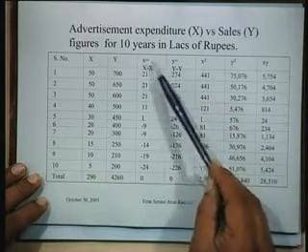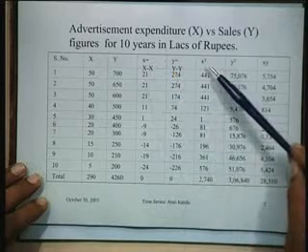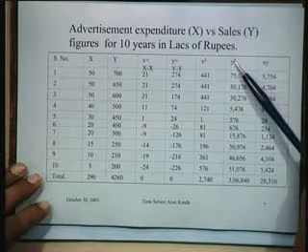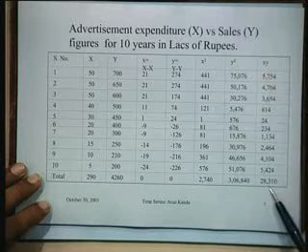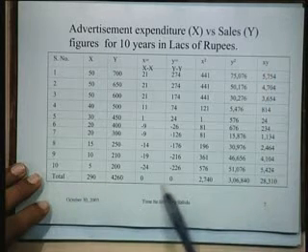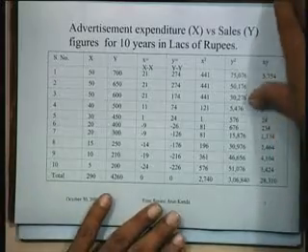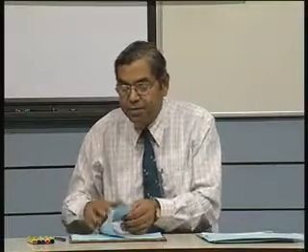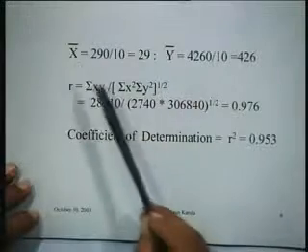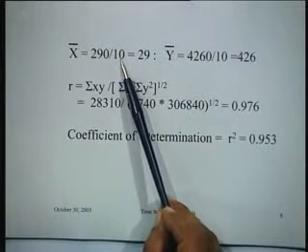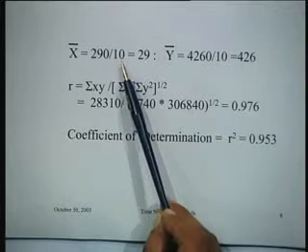Having computed the small x and the small y, you can calculate this series x square, y square in the form of a table like this, compute the value of xy, and get the totals at the bottom. And once you do that, you can know, for instance, that x bar is simply 290 by 10, which comes from the values that we had computed at the bottom.